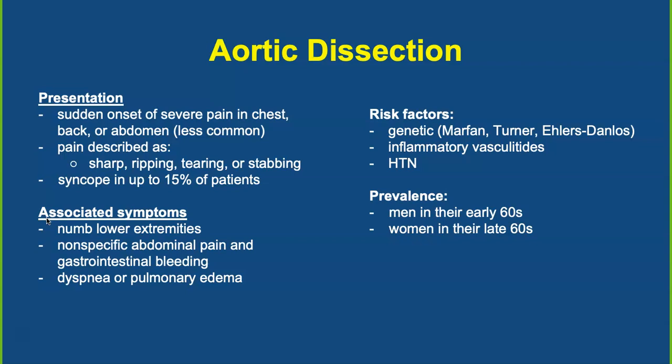The associated symptoms are mostly related to end organ ischemia. So you might see numb lower extremities. You could have non-specific abdominal pain from mesenteric ischemia, gastrointestinal bleeding. You could have dyspnea or pulmonary edema from compression. Risk factors include genetic disorders as well as vasculitides and hypertension. And prevalence is typically men in their early 60s and women in their late 60s. Those are the peaks for aortic dissection.